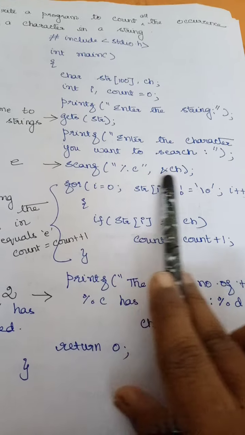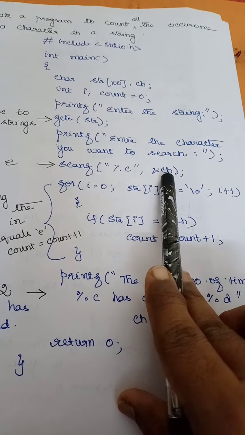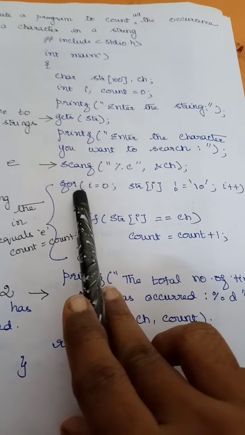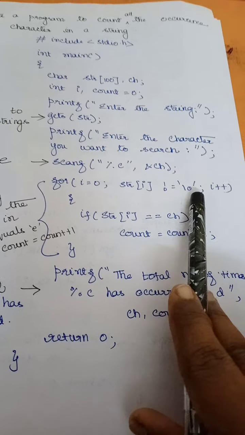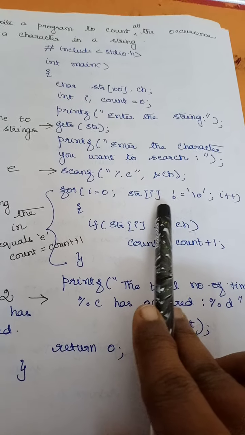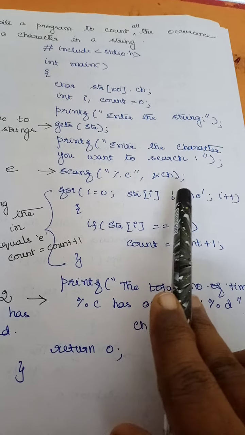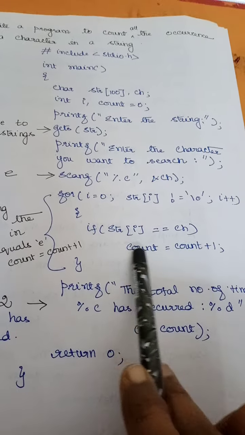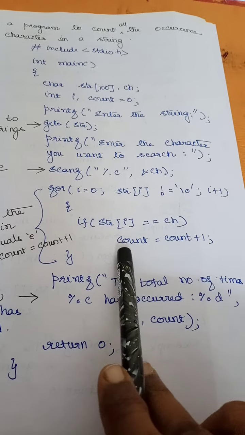Now I need to check in an entire array whether that character is present or not. So if it is present, how many times it has been present, right? So for i is equal to 0, str of i not equal to null. Already I told you the string ends with a null character. So till I reach the end of the string, that means the null, I need to repeat the entire thing. So if str of i is not equal to null, then I need to do the particular operation.